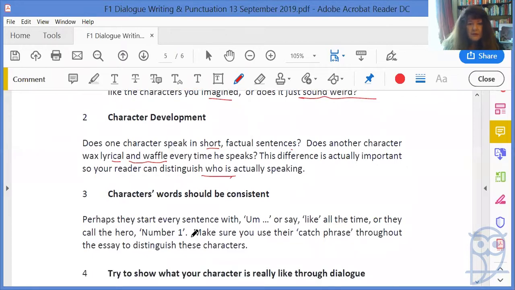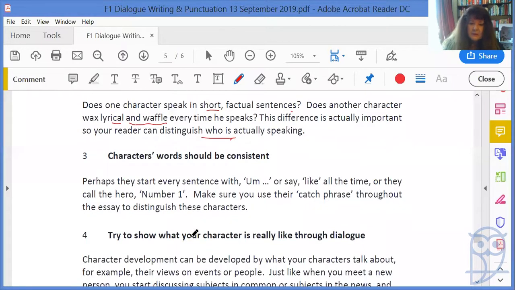Characters' words should be consistent. So again, you're working on that character. Perhaps every sentence they say begins with a certain word, or maybe he says like, yeah, like this all the time, like, or maybe he calls the hero number one. So make sure they have a little catchphrase perhaps throughout the essay just to distinguish your characters when they're speaking. All right.